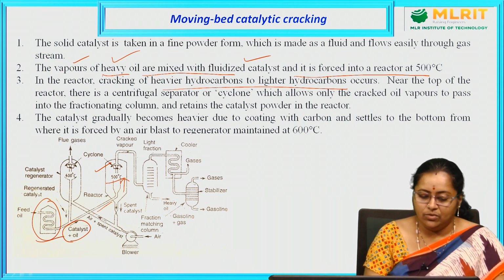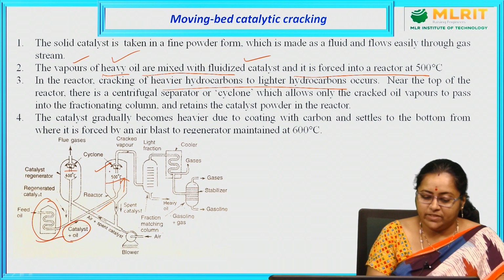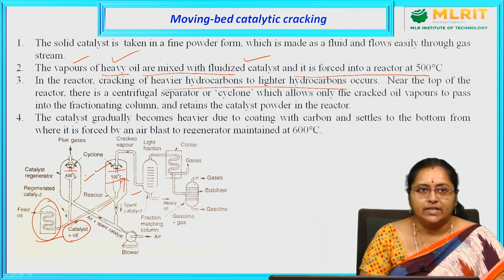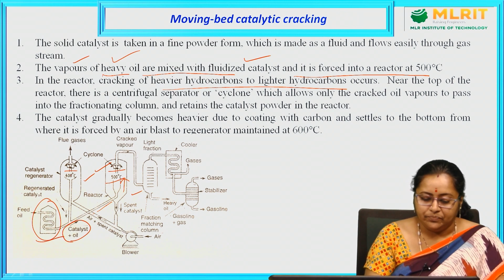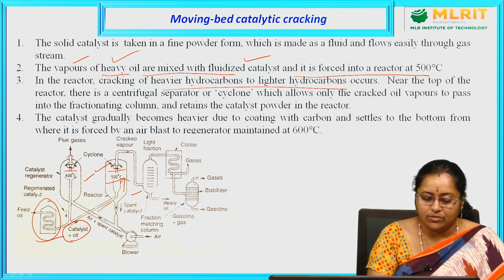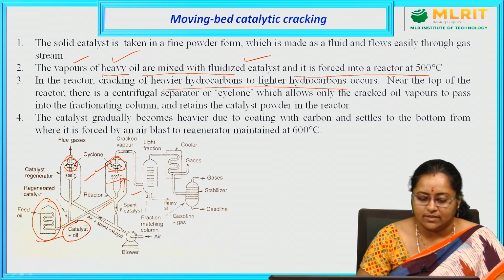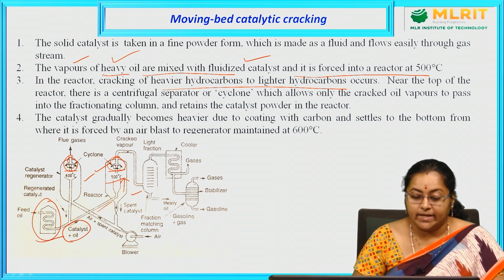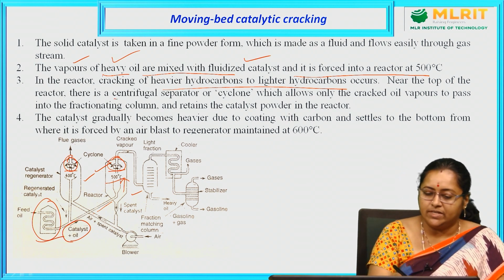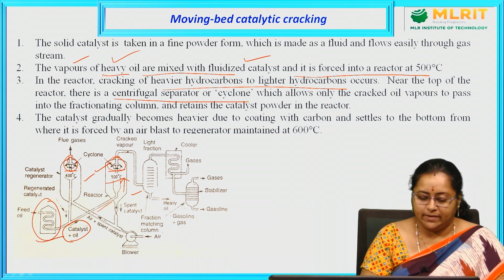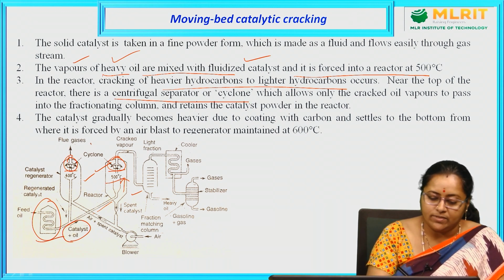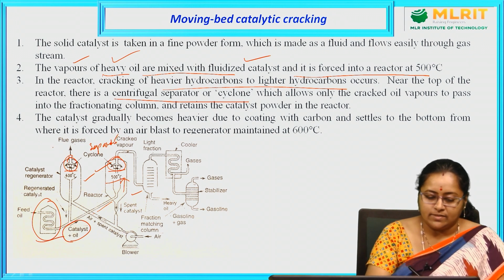If you notice at the top of these two, this is the reactor and this is a chamber meant for regeneration of the catalyst. At the top of these two chambers we have two things. This is nothing but a cyclone separator, what we call a centrifugal or cyclone separator. The role of the cyclone separator is that it is able to filter flue gas.